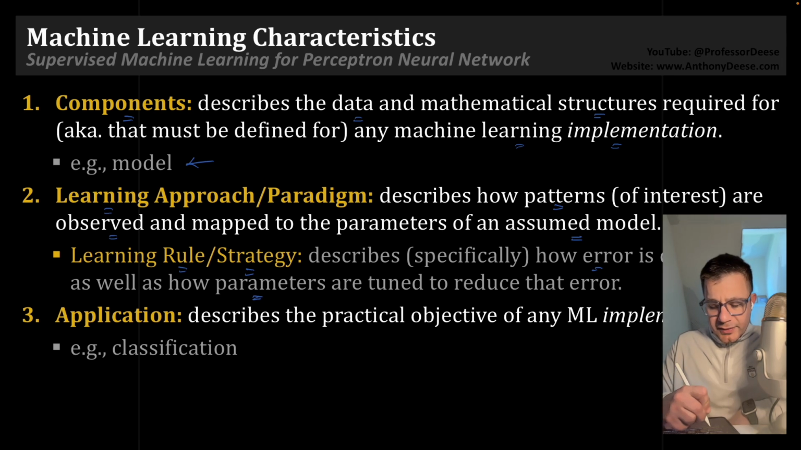The third characteristic is the application, and that describes the practical objective of any machine learning implementation. One example could be classification, which is an application that we worked with within the logistic regression module.